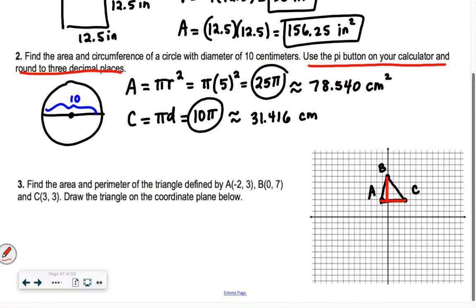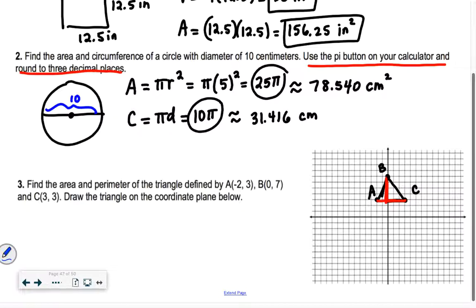Okay, so the base is going to be the distance horizontally from A to C. So I'm going from -2, 3. Whoops, did I draw mine in the wrong spot? I think I drew mine in the wrong spot a little bit because it should be at -2. I did it at -1. There it is. All right, does that make sense?